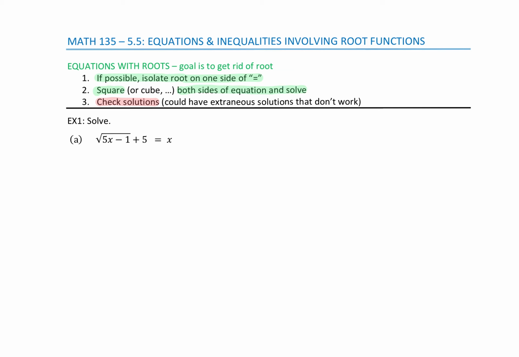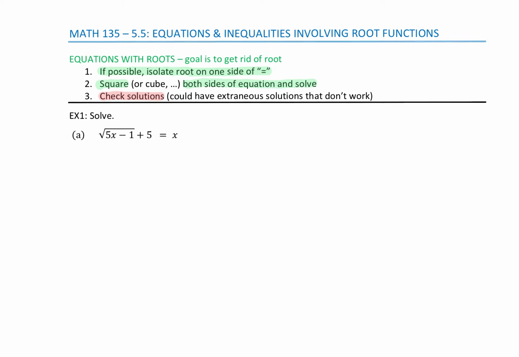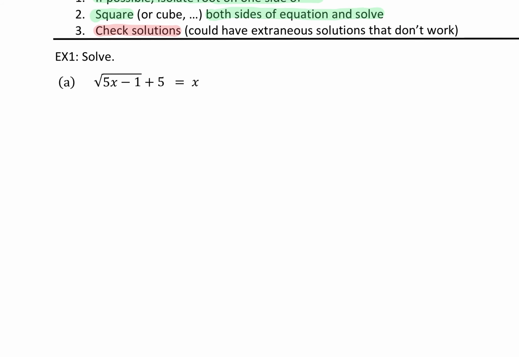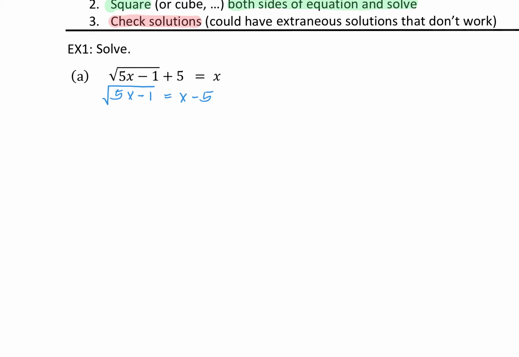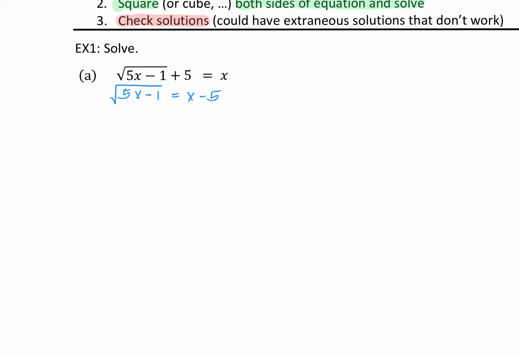In example 1a, we have the square root of 5x minus 1, plus 5, equal to x. So my goal is to get the square root by itself. The first thing I'm going to do is subtract 5 from both sides. And then I'll have 5x minus 1 underneath the square root equal to x minus 5. Now that I have the square root by itself on one side of the equal sign, I can square both sides.